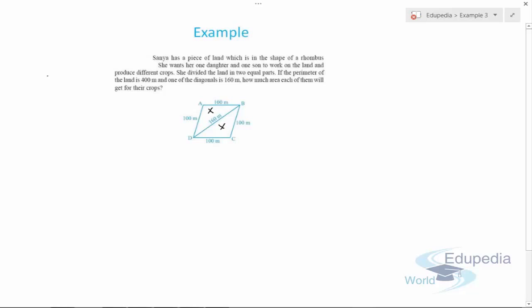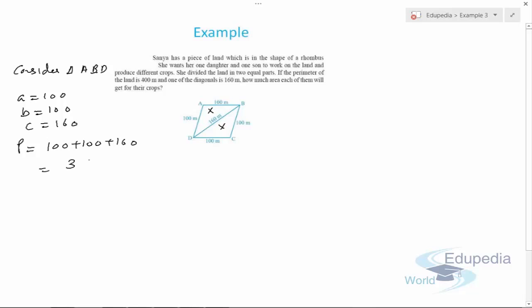So let's consider triangle ABD only. In this triangle ABD there is no 90-degree angle given, so we need to use Heron's formula only. So let's say A be 100, B can also be 100, then let C be 160. Then first of all we need to find the perimeter, so it will be 100 plus 100 plus 160, so it will be 360, right? Now we need to find what? Semi perimeter. So semi perimeter is half the perimeter, so it will be 360 by 2.